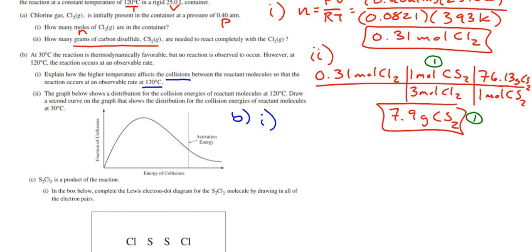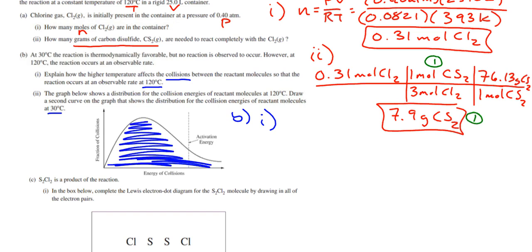Double I, though. We don't touch on this enough, and I'm glad this is in this one. The graph below shows a distribution for the collision energies of the reactant molecules at 120 degrees. Draw a second curve on the graph that shows the distribution for the collision energies at 30 degrees. Okay, so this is all of them. This is like below here. You don't have to draw on yours, but these are all of the collisions that occur.